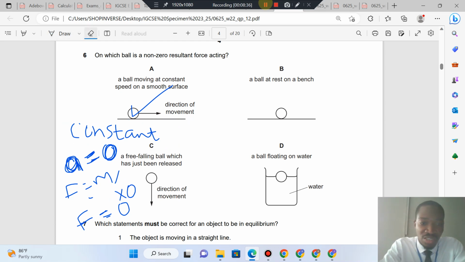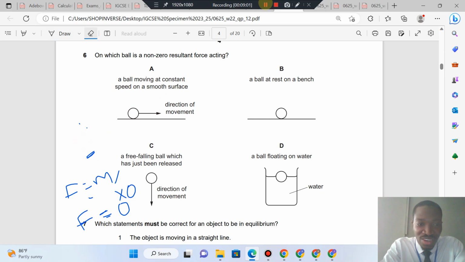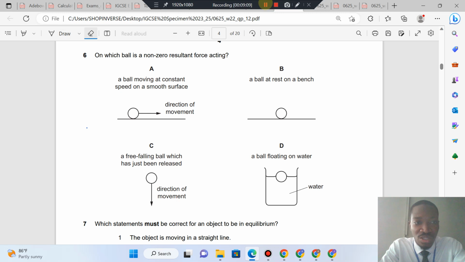Let's look at B. A ball at rest on a smooth bench. On which ball is there a non-zero resultant force? Oh, sorry. Non-zero, that's the question. In the case of A, the resultant is 0, so that's not the correct answer. When they say non-zero, that means you don't want the resultant force to be 0. And in the case of A, the resultant force is 0. So this is not the correct answer.